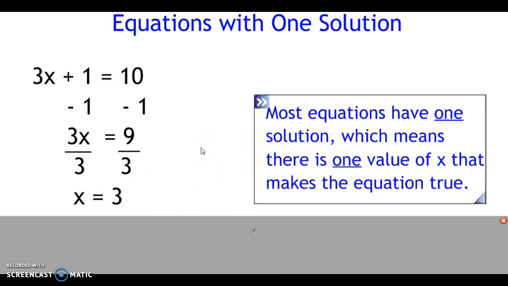Most equations are going to have one solution, which means that there's one value, in this case x equals 3, that makes the equation true. If you use any other value, it does not make the equation true.